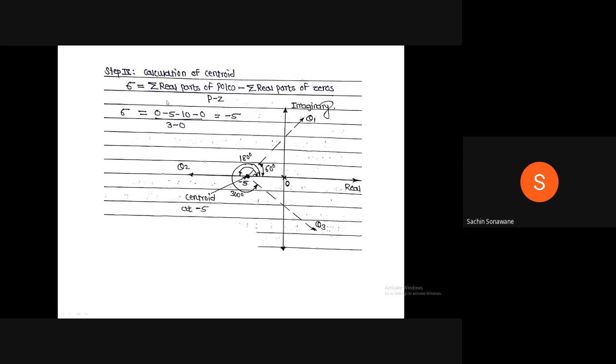Now calculation of centroid. Step 4. Centroid sigma is equal to summation of real parts of poles minus summation of real parts of zeros divided by p minus z. Therefore sigma is equal to (0 minus 5 minus 10 minus 0) divided by (3 minus 0), which is equal to minus 5. Therefore locate centroid sigma at minus 5 and draw the angles from minus 5, that is 60 degree, 180 degree and 300 degree.